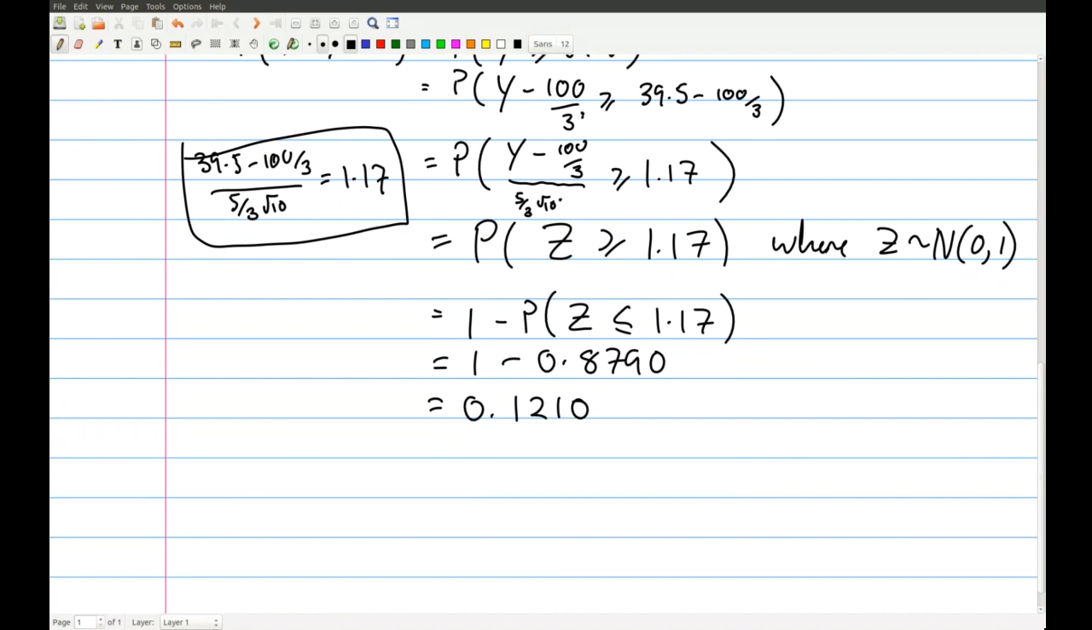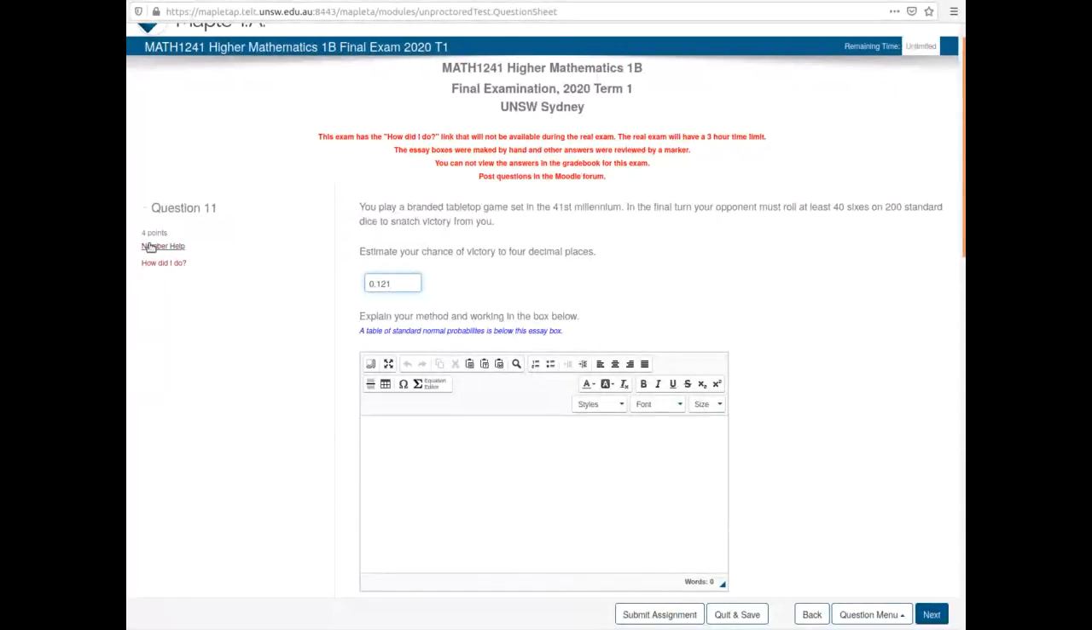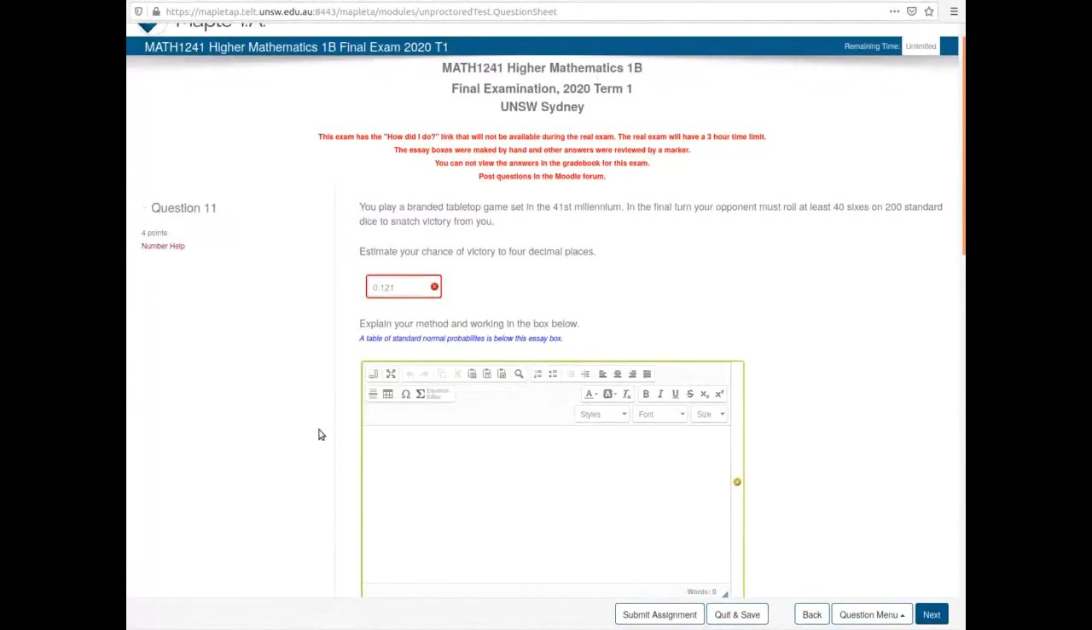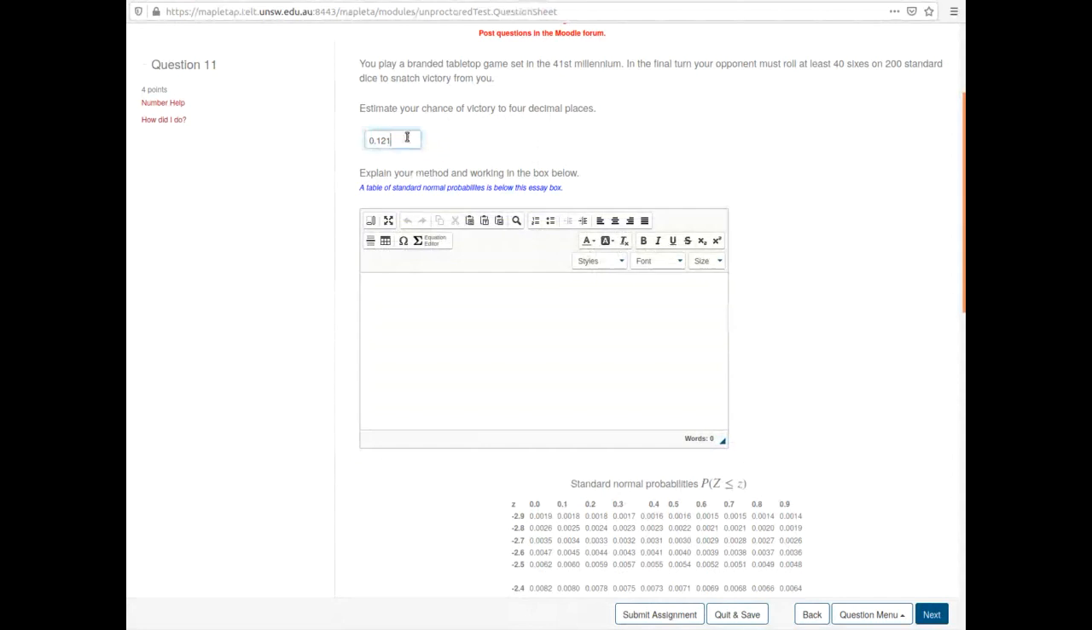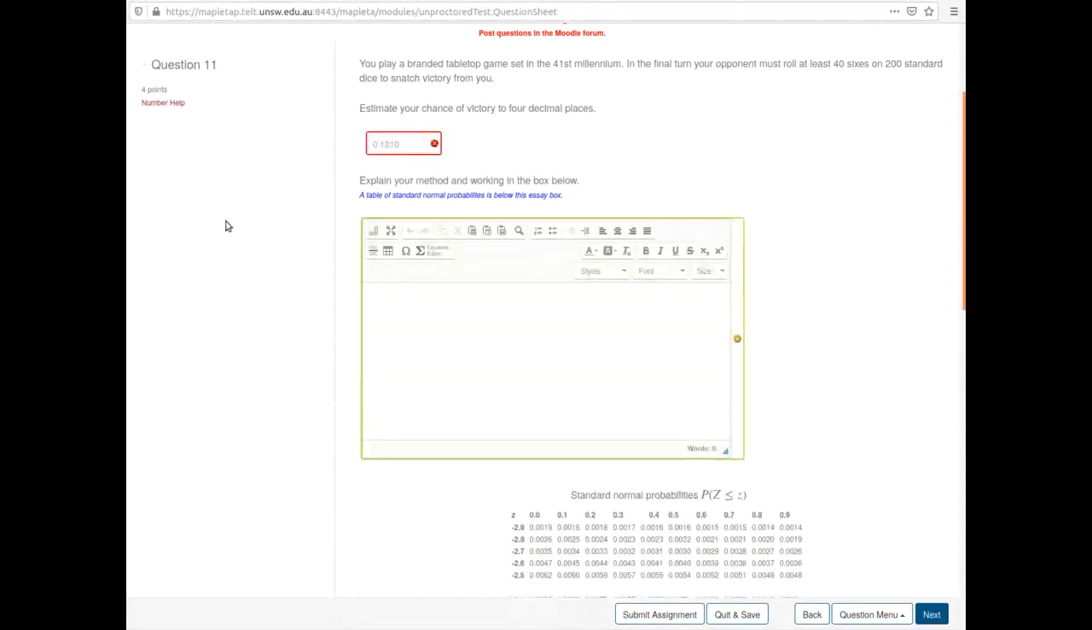This is not working out for me. Okay, how did I do? 0.121, not acceptable. Do I have to put the 0 in? Still not acceptable. Did I not do this correctly? 0.121, 1 minus 0.8790. Indeed. Okay. Did I not do the variance correctly?